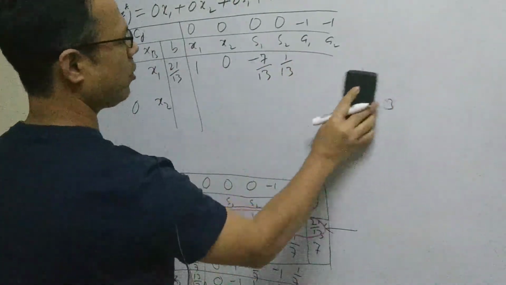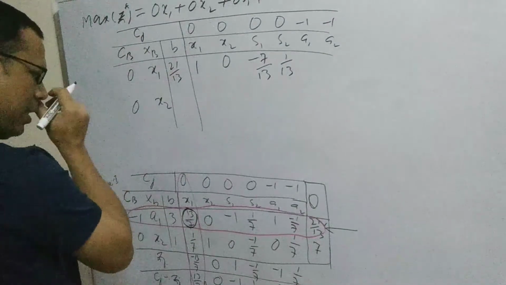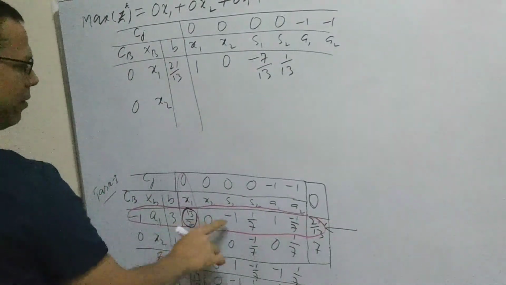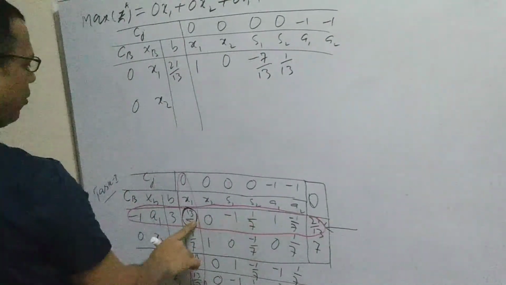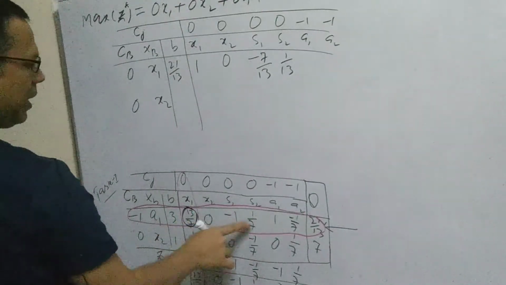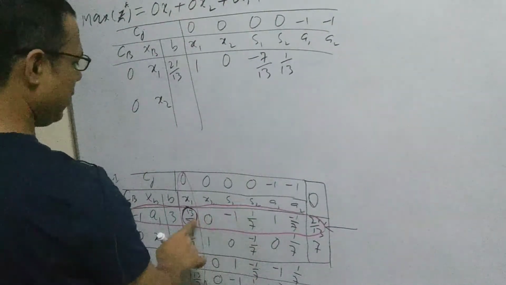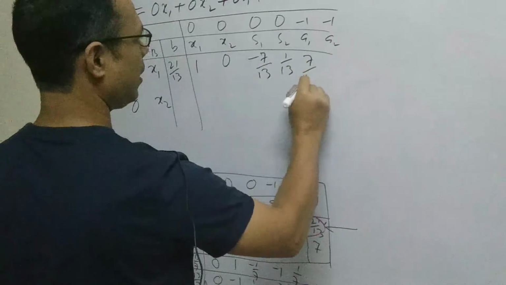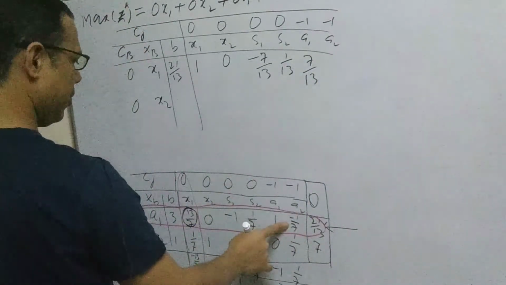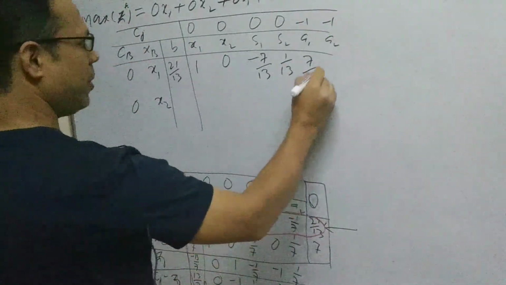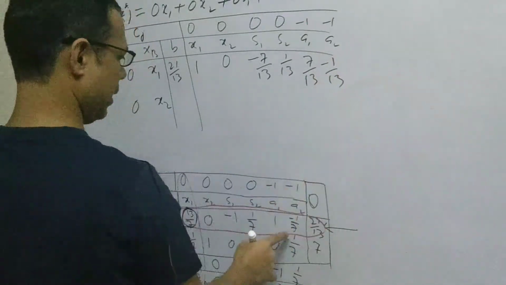Very simple reciprocal rule. I am just going to apply the reciprocal rule to change. And 3 divided by 1. This value divided by itself, 3 divided by this one. So minus 1 divided by, 1 divided by this one. So 7 by 13, and this one divided by this one, minus 1 by 13. So minus 1 by 13.